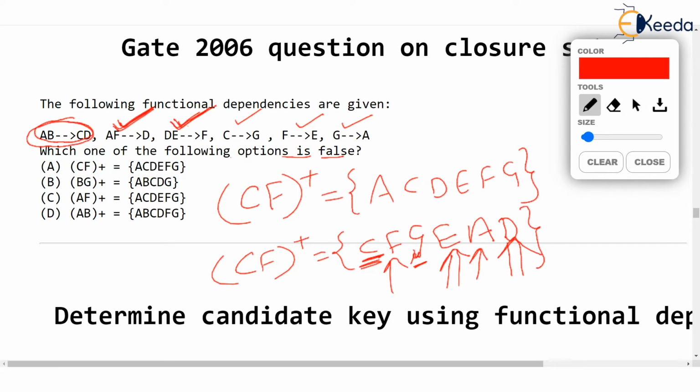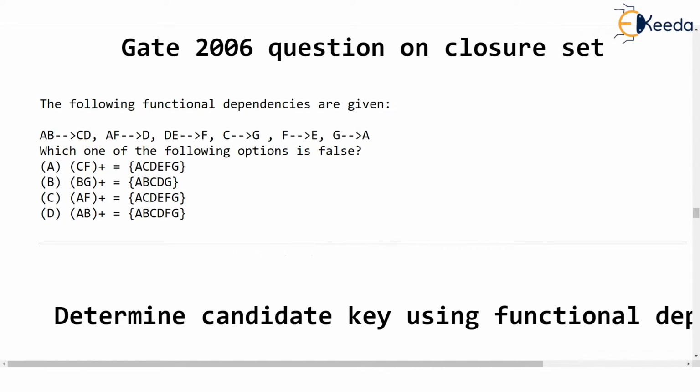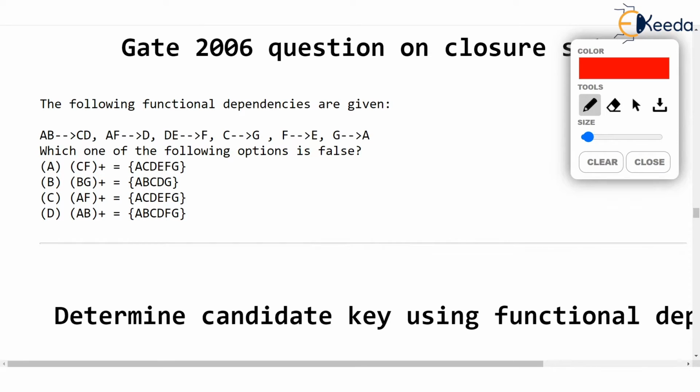So this option is correct. They are asking what is false. Which one is false over here? We have successfully found the closure of CF, and the closure of CF is really A, C, D, E, F, G. Let's find BG plus.